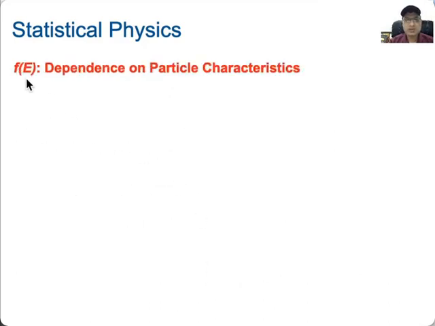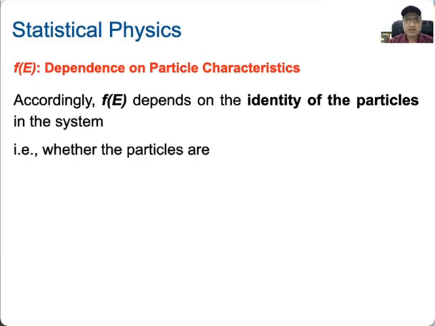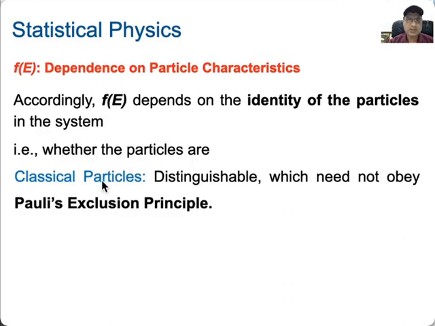Therefore this f(E), this probabilistic description, depends on the particle's characteristics. So this depends on what kind of particles we are talking about. Whether the particles are classical particles. Classical particles are those particles which are distinguishable, and we will see in a moment which are the classical particles, which need not obey the Pauli exclusion principle. I am sure that you know what the Pauli exclusion principle is. I am going to recap it in a moment.